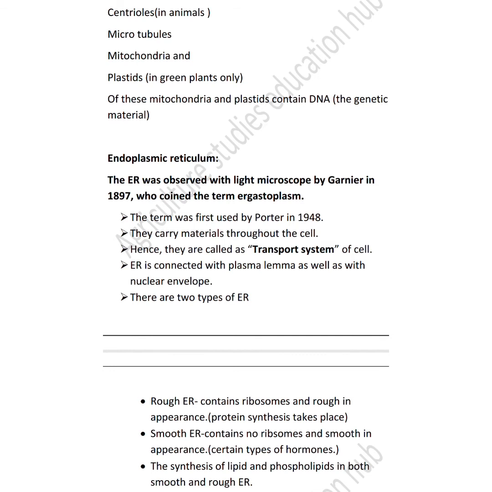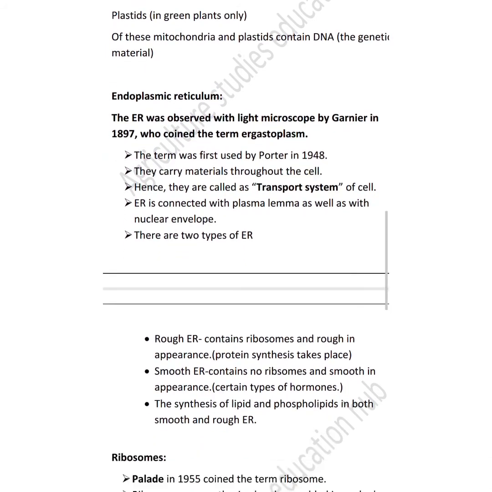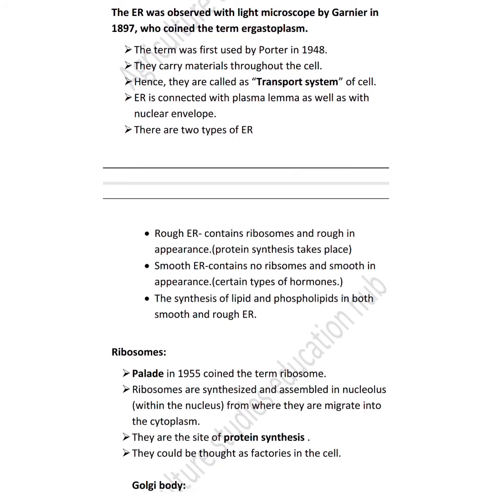Next, endoplasmic reticulum is connected with plasmalemma and also with nuclear envelope. There are two types of endoplasmic reticulum: rough endoplasmic reticulum and smooth endoplasmic reticulum. Rough endoplasmic reticulum contains ribosomes and it is rough in appearance. There only protein synthesis takes place. Smooth endoplasmic reticulum contains no ribosome and it is smooth in appearance, and certain types of hormones are secreted. Next, the synthesis of lipid and phospholipids takes place in both smooth and rough endoplasmic reticulum.